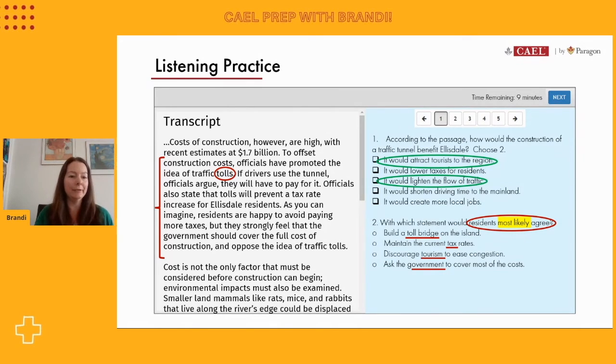And the speaker continued, if drivers use the tunnel, officials argue they will have to pay for it. Officials also state that tolls will prevent a tax rate increase for Ellisdale residents. As you can imagine, residents are happy to avoid paying more taxes, but they strongly feel that the government should cover the full cost of construction and oppose the idea of traffic tolls.